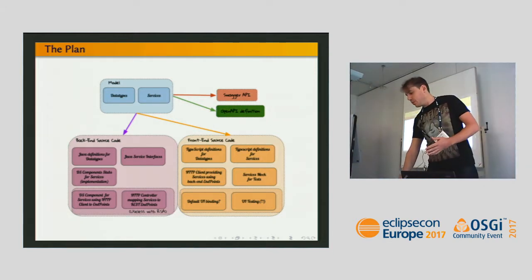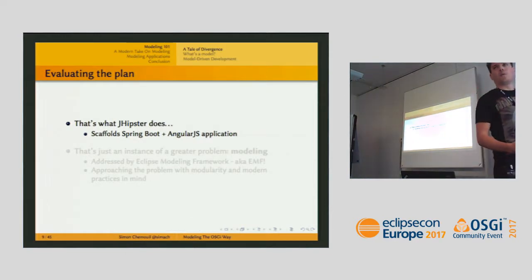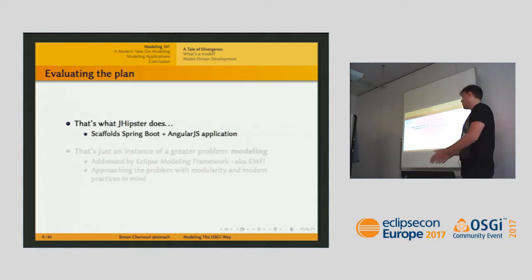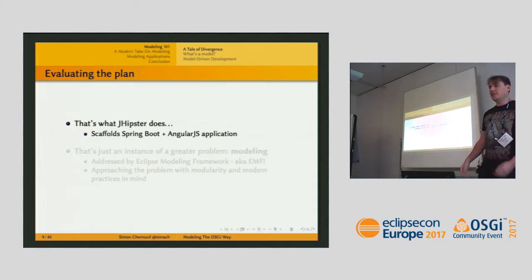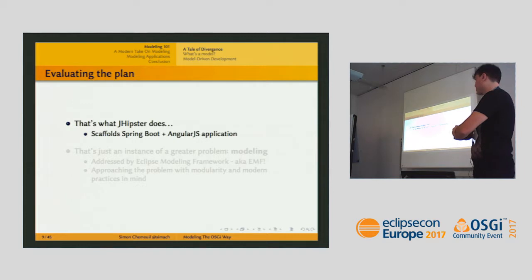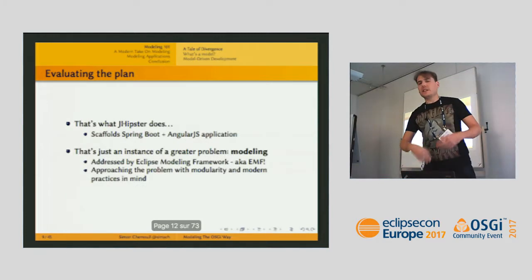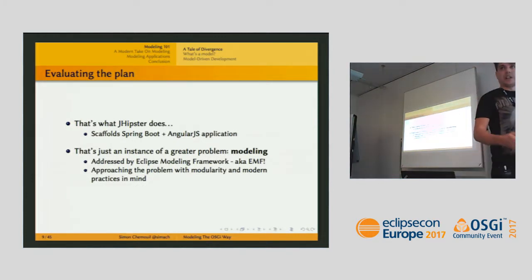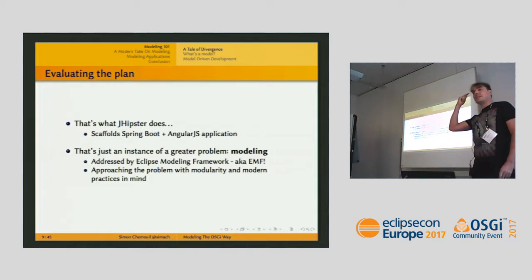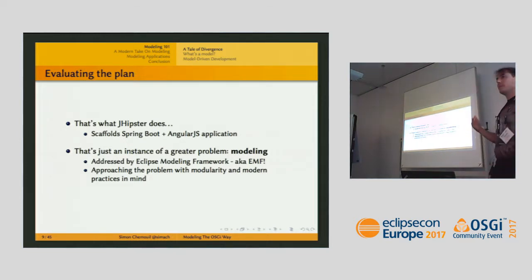So that was the plan, and it's not a bad plan because that's what JHipster does. It's quite a famous project. It scaffolds your Spring Boot plus Angular application, and it's quite successful as a project. But it's just one instance of a bigger picture, which is modeling. It's a problem that has been treated by EMF, and it was for me an excuse to get back to that personal pet peeve, that idea that I had in my head to work on modeling with a different approach.